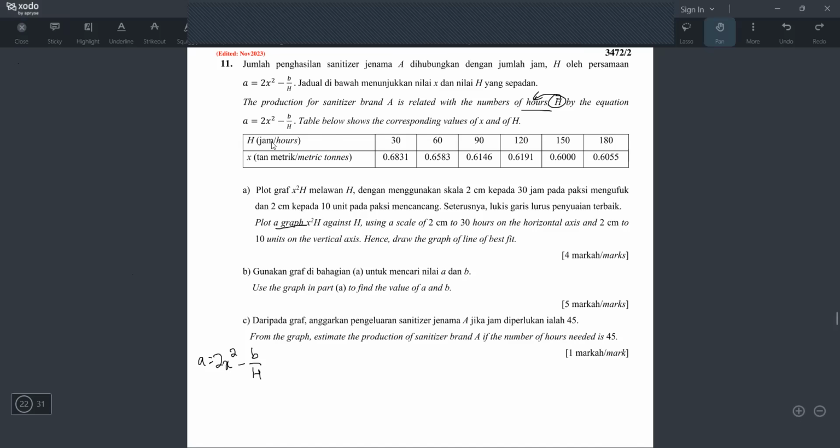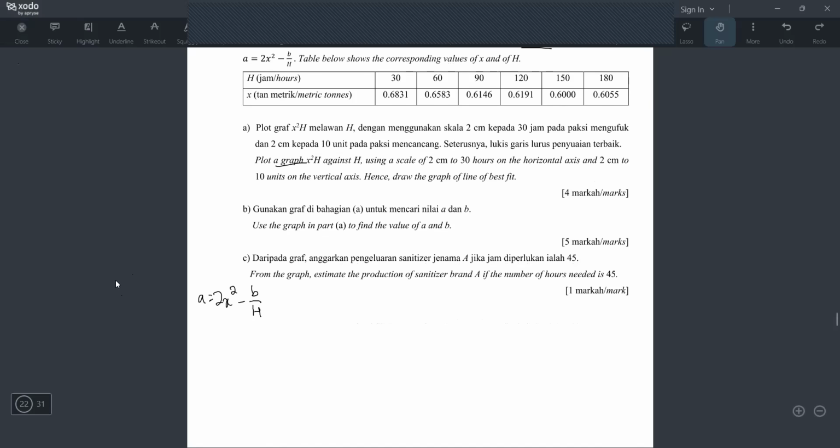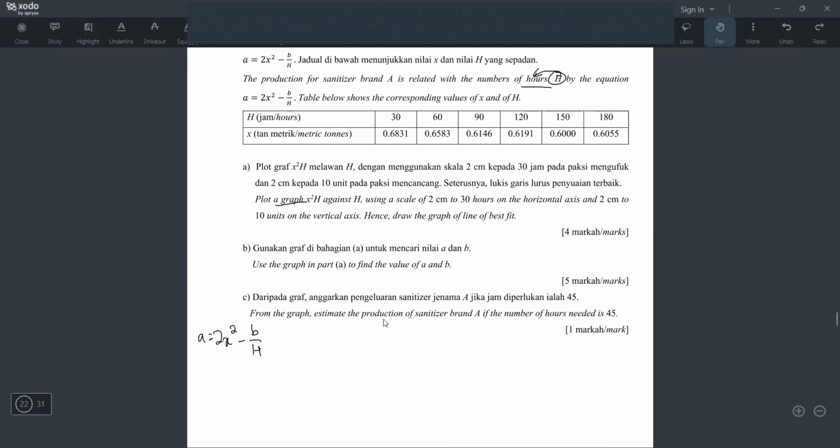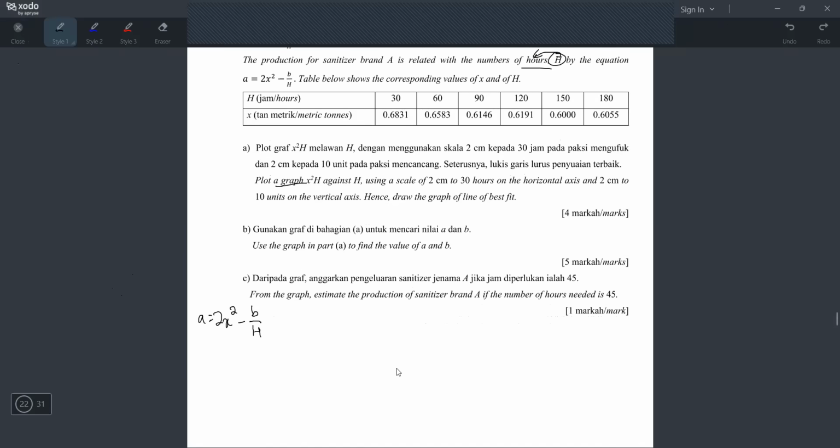Okay, first of all, did they give an equation in the question? Yes, they did. So if they give an equation, what do you have to do first? How did I teach you in class? If they give you an equation, what should you do? The first step is to straight away change the equation to linear form, which is y equals mx plus c. But sir, the question never asked me to change to linear form. Okay, you have to change it, because if you don't change it, you cannot do part B later.